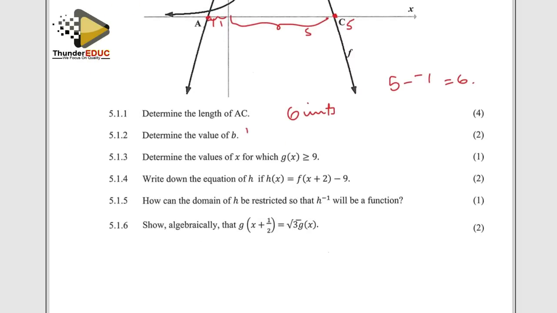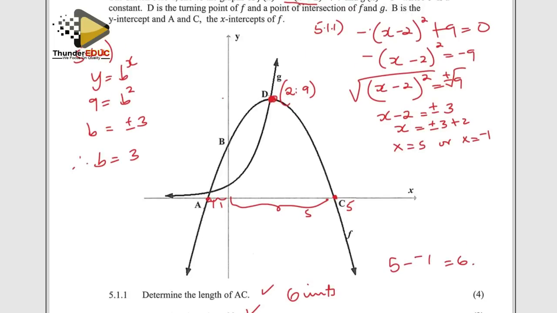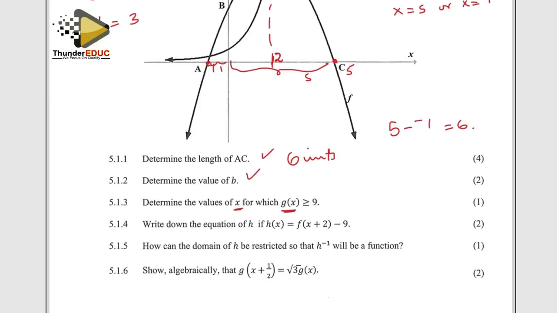All right, then they want us to determine the values of x for which g of x is greater than 9. So where is g above 9? For which values? So you can see that if x is 2 here, below the 2, the graph is below 9. And then after the 2, the graph is above 9. So we're going to say that x must be greater or equal to 2.